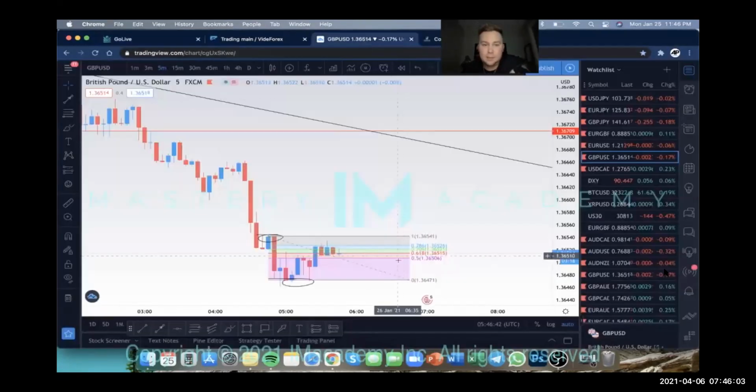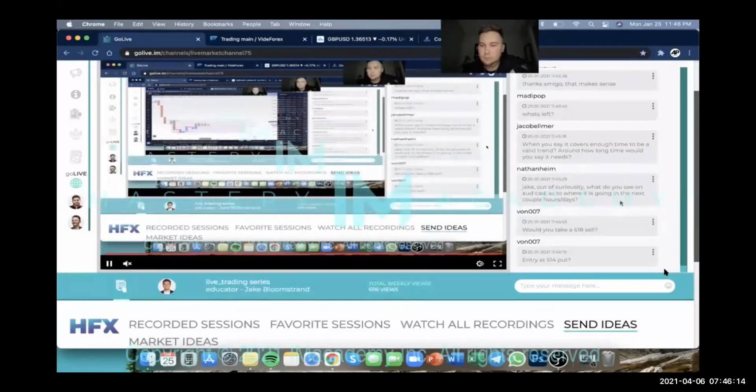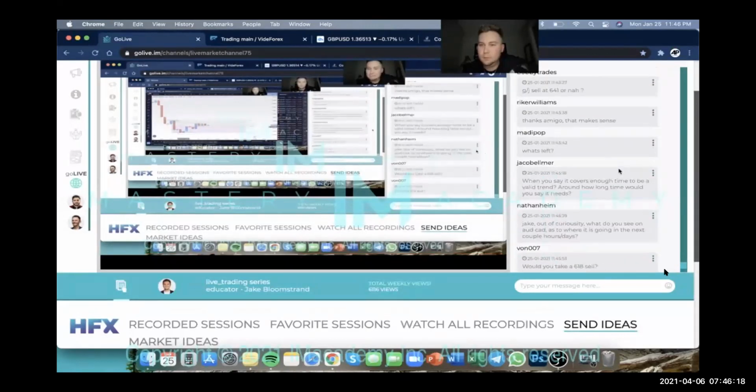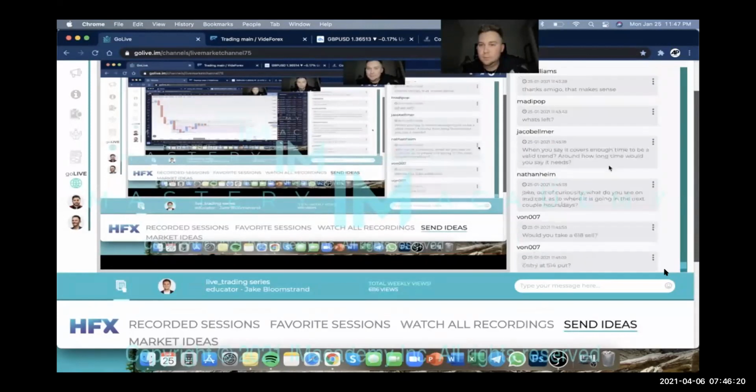So the next entry on GBP USD would be at the top here. It's already hit our green zone. So it would be about 540 would be the entry. Let's see.